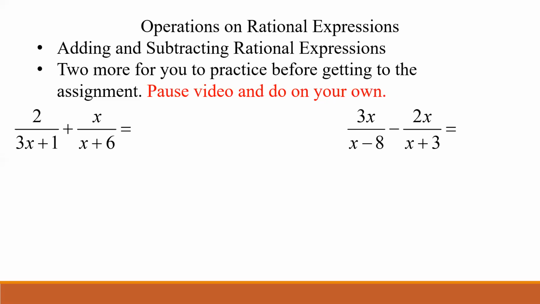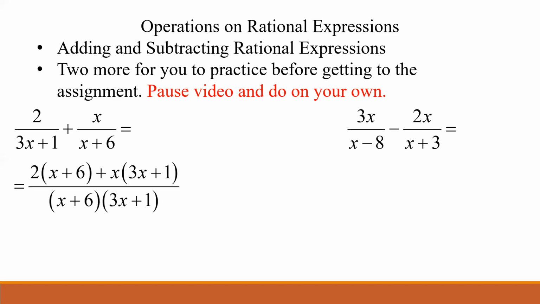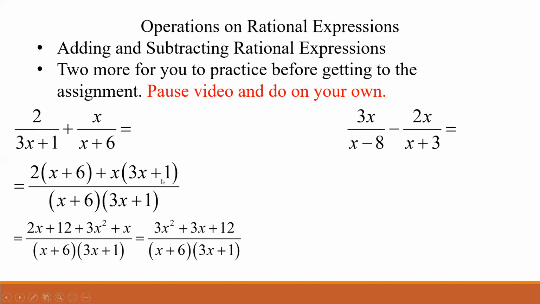Okay, for the first one on the left, that's an adding question, but again, the process stays the same. I did condense the steps in this case, but remember, I'm still multiplying by the opposite one, so my bottom is going to be x plus 6 times 3x plus 1. And then the top, I take that x plus 6 multiplied by 2, x times 3x plus 1, distribute the 2, distribute the x up on top, and then combine like terms. So your final answer is going to be right here, the 3x squared plus 3x plus 12 over x plus 6 and 3x plus 1.